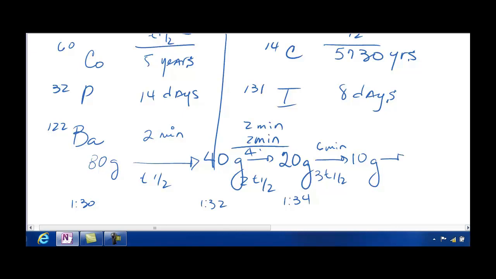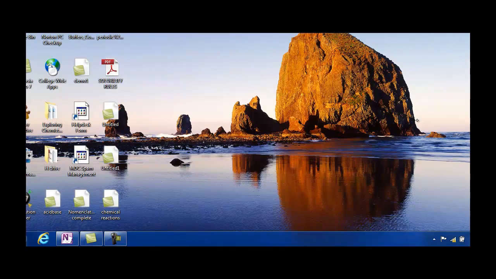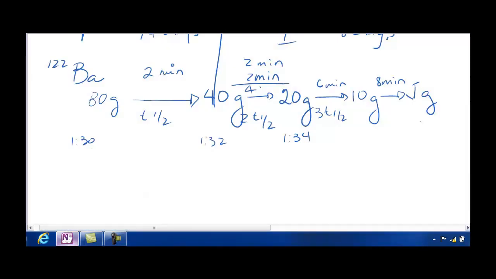Let's do it a couple times more. What happens 2 minutes after that? Because I want to know how much barium is left after 10 minutes. After 8 minutes, how many grams do I have? 5 grams after 8 minutes. And what about the grand finale after 10 minutes? What do I have? 2.5 grams.